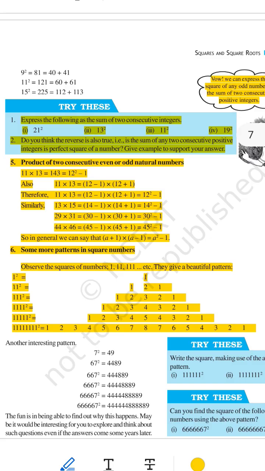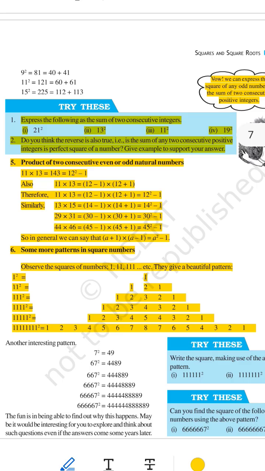Example 1, 11 times 13. Here, a equals 12, so 11 equals 12 minus 1 and 13 equals 12 plus 1. So 11 times 13 equals 12 minus 1 times 12 plus 1, equals 12 squared minus 1, 144 minus 1 equals 143. See, yes, it works. Example 2, 13 times 15, a equals 14. So 13 equals 14 minus 1 and 15 equals 14 plus 1. Now 13 times 15 is 14 minus 1 times 14 plus 1 equals 14 squared minus 1 equals 196 minus 1 equals 195. Correct.